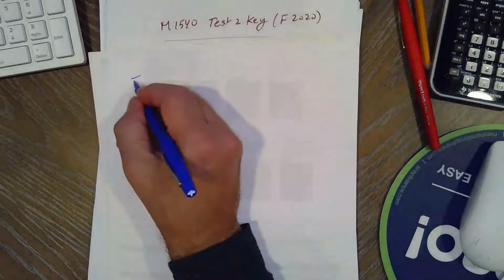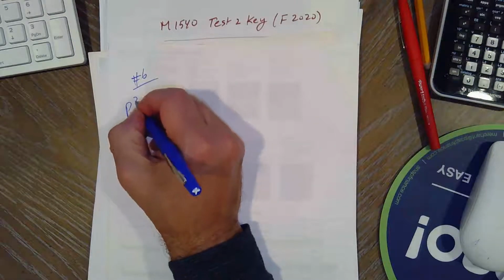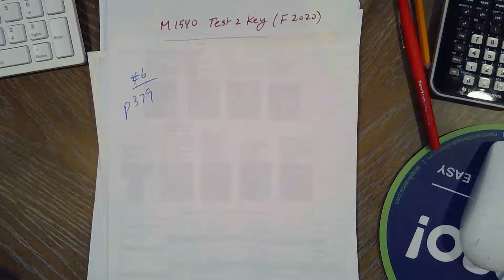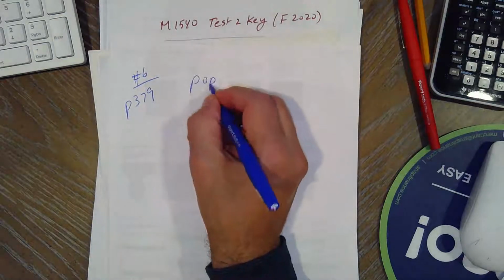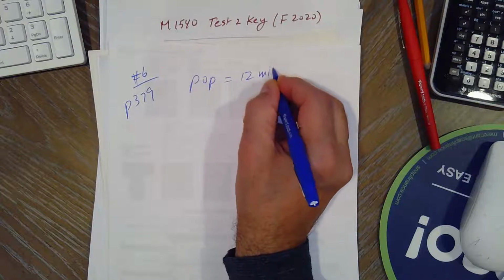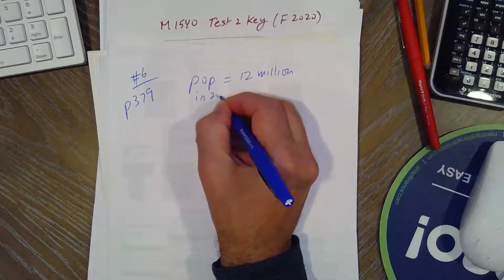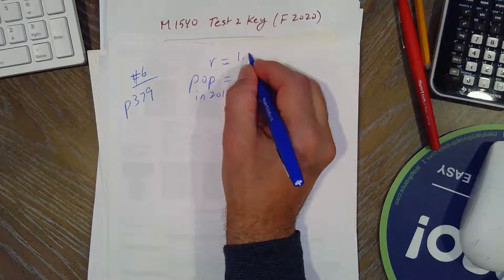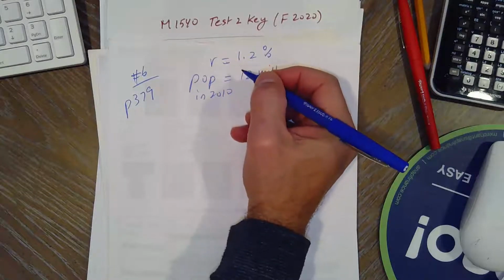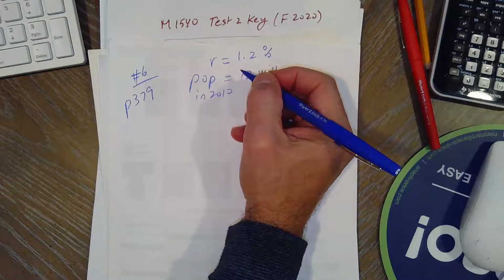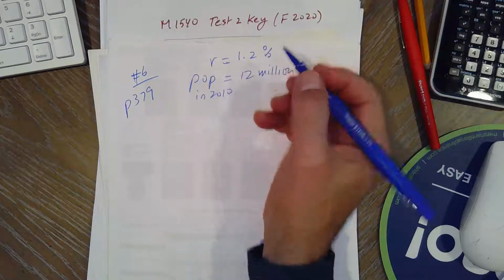So to explain that, let's look at page 379. The population of a certain species of fish has a relative growth rate, so you can see why you have to use that formula, of 1.2% per year. It's estimated that the population in 2010 was 12 million. Population 12 million in 2010, and r is 1.2%. Find an exponential model for the population t years after 2010.